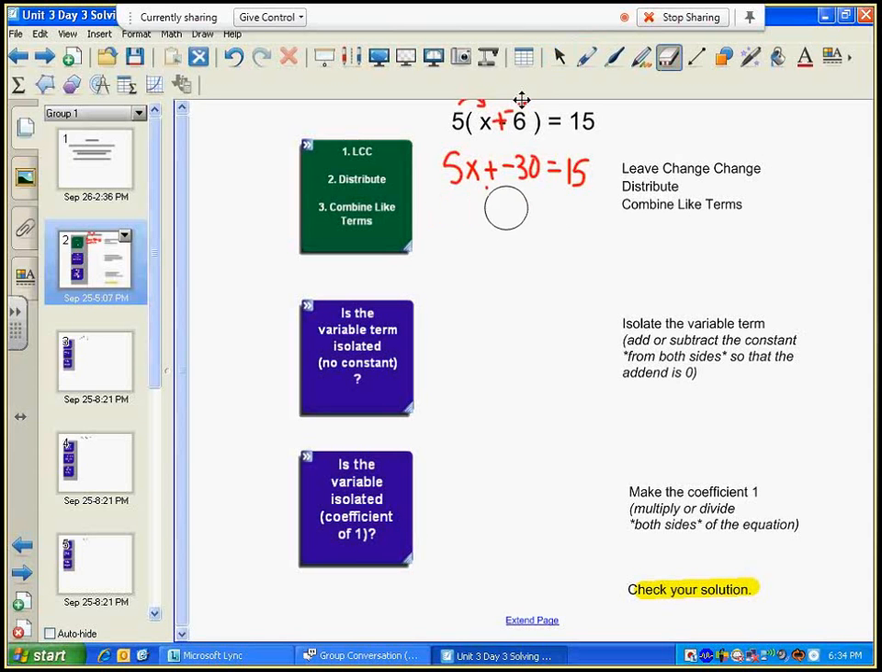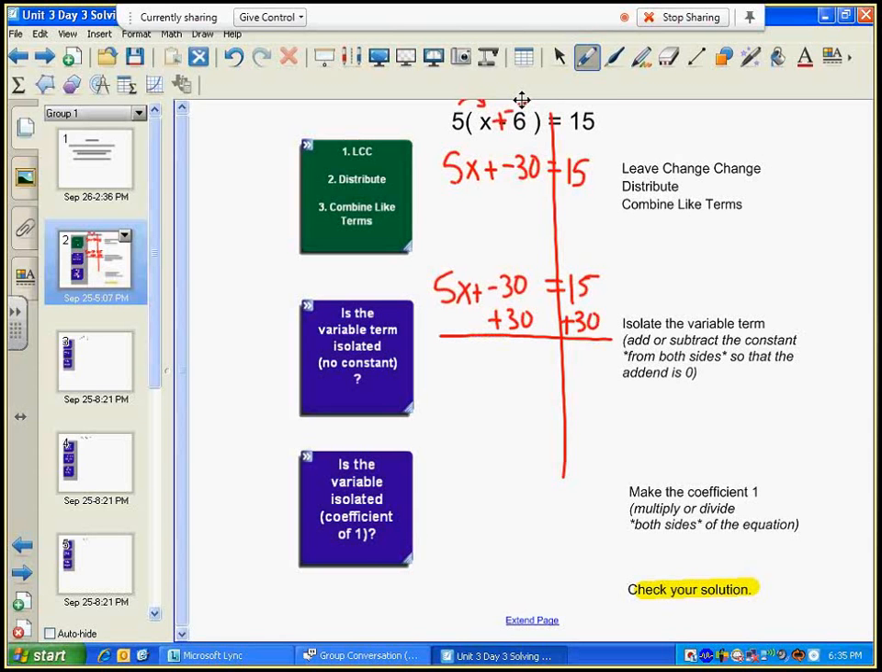I have my variable term, which is 5x, and we subtracted 30 from it. So I'm going to work backwards. Working backwards from negative 30, we'd have to add 30. So I'll add 30 to both sides. And I'm going to get 5x plus 0, remember, because that's what I'm going for. I'm trying to get my constant on that variable side to be 0, is equal to 45.